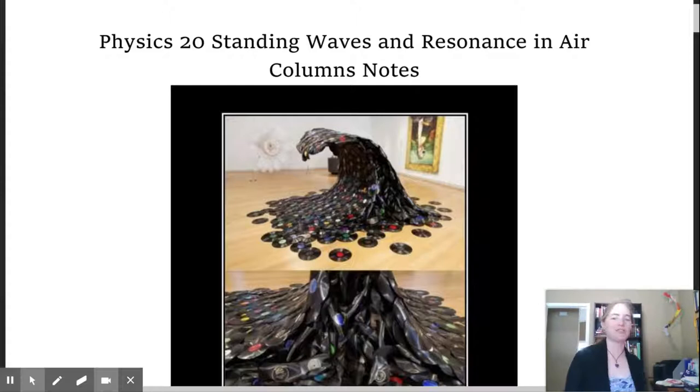Welcome to our lesson on standing waves and resonance in air columns. Now, the practical aspect of this is musical instruments.